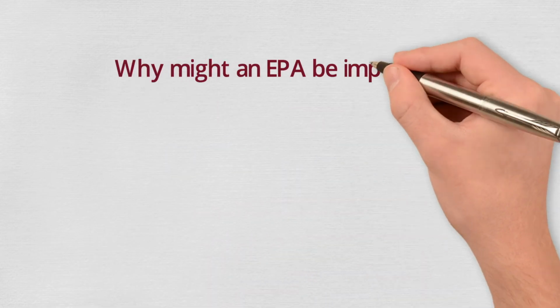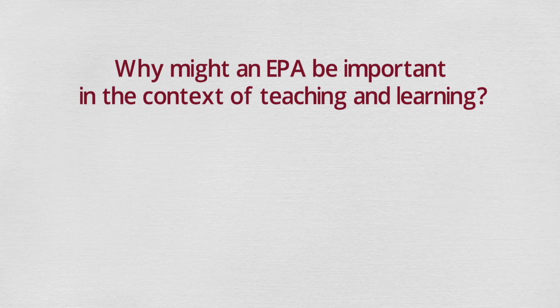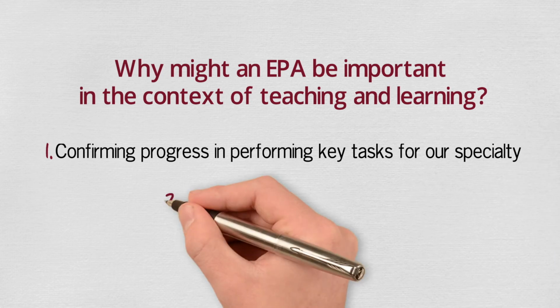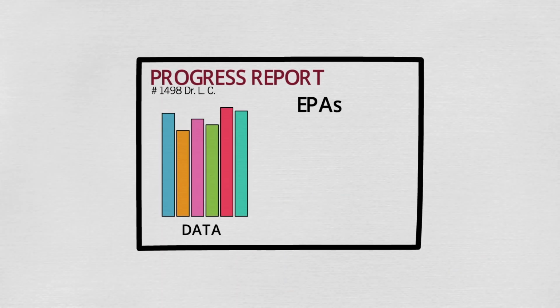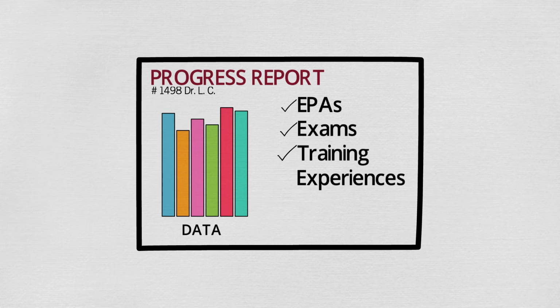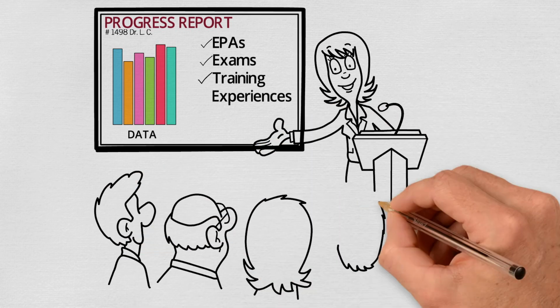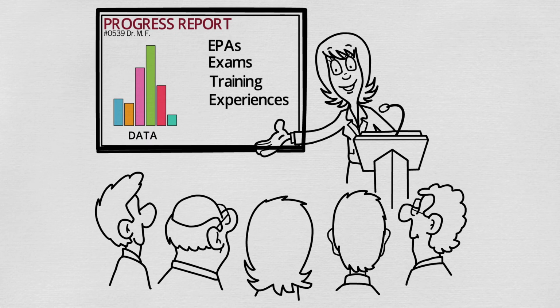Why might an EPA be important in the context of teaching and learning? Two reasons are: one, confirming progress in performing key tasks of our specialty, and two, for feedback. First, let's talk about confirming a resident's progress. In CBD, we want to ensure that each resident can competently perform key tasks. By tracking them, our competence committee will have information to confirm who is making progress as expected, and to identify early on if someone needs extra support in a given area.